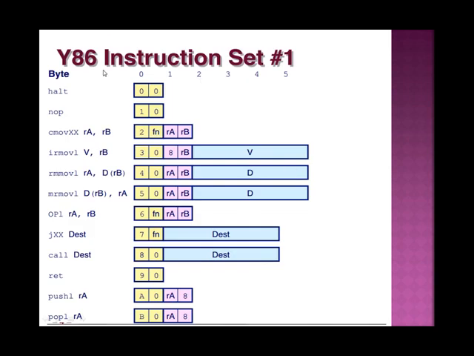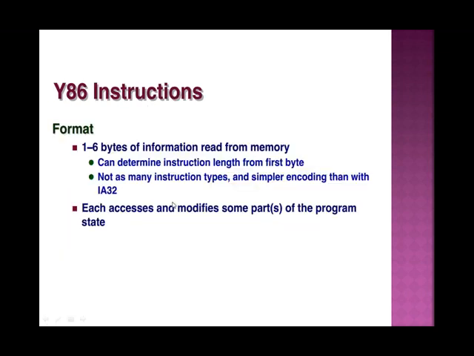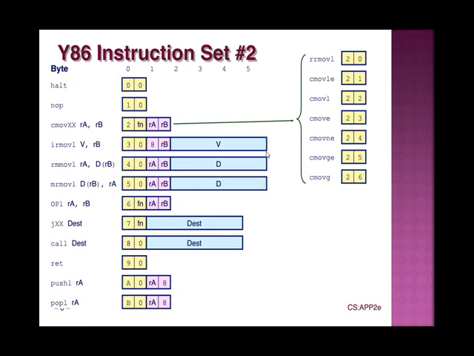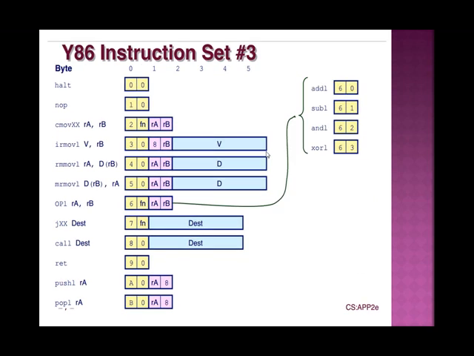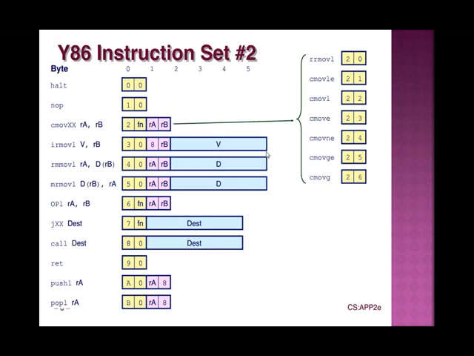Then next is the Y86 instruction set 1. These are the multiple instructions used for Y86, starting from 0 and ending with 5. These are the multiple bytes used for the instruction set. We also talked about the Y86 instruction, from 1 to 6 bytes read from the memory. Then we talked about instruction set 2, the multiple instructions available for the Y86 processor architecture. This is set 3, multiple other instructions.